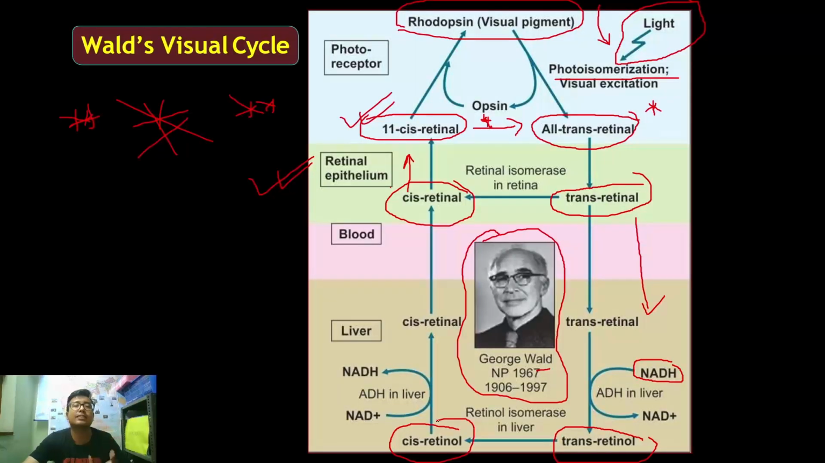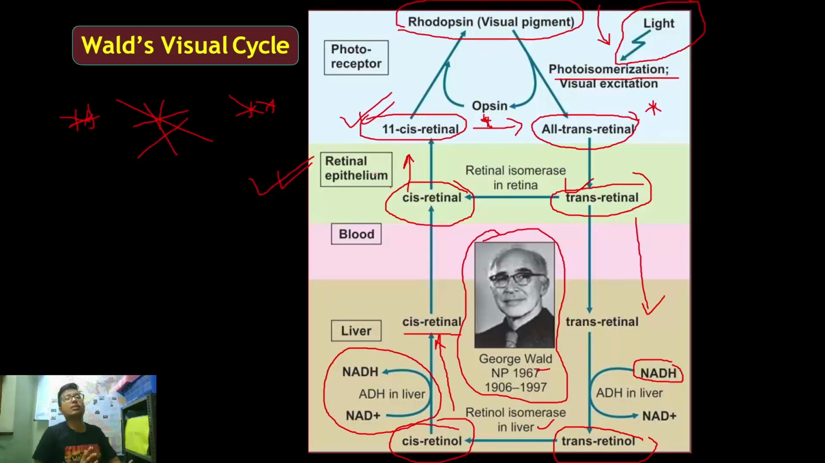You know, cis and trans is nothing but isomerization. Over here also isomerization is taking place. 11 cis retinal to all trans retinal is also isomerization, but this is a special type, photoisomerization. So this is nothing but the play of isomerase enzymes. In the liver, retinol isomerase will convert trans retinol to cis retinol. Now it is acted upon again by the same dehydrogenase enzyme, and now it is using NAD plus, so it is getting oxidized by losing hydrogen to become cis retinal. It travels by the blood and is converted to 11 cis retinal once it reaches the eye.